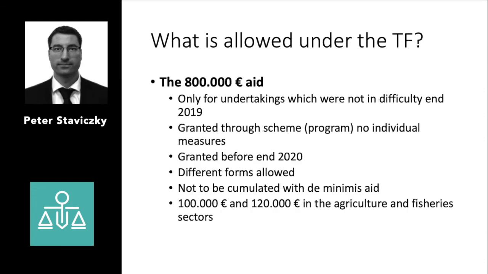Next slide, please. So what are the rules of this 800,000 euro aid category? This can only be granted via schemes, so via programs, not specifically just for one firm, but for a number of firms. It can only be granted to firms which went into difficulties because of the crisis, but apart from that, were healthy last year. It can be granted in different forms: grants, tax advantages, repayable advances, and so on. And it has to be separated from de minimis aid, so it can be granted beside de minimis aid, and there are specific thresholds in the agriculture and fisheries sector.